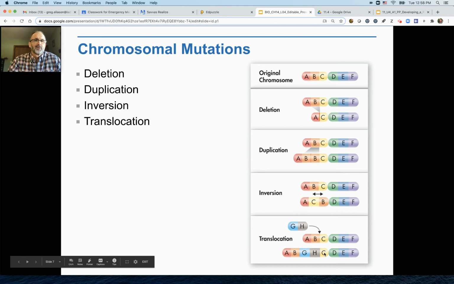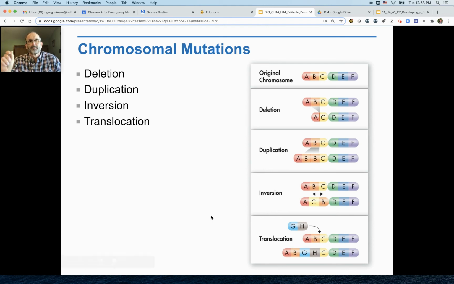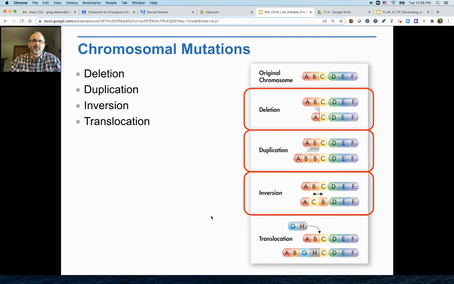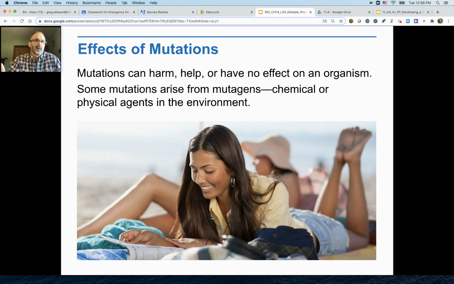Okay. So those are the different types of chromosomal mutations, and depending upon what that region of the chromosome codes for, it can result in a variety of problems, or not problems, or whatever. Okay, so again, as I said, they can harm, help, or have no effect on an organism. Some mutations arise from mutagens, chemical or physical agents in the environment.